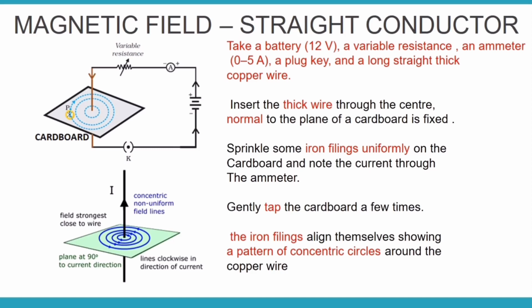The innermost circle will have a very strong magnetic field. If you move away from the wire or conductor, the last point of the last circle will have very little magnetic field. The magnetic field strength is more nearer to the wire, and the strength is less when it is moved away from the wire.